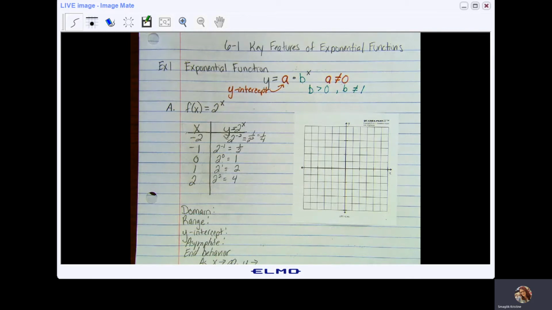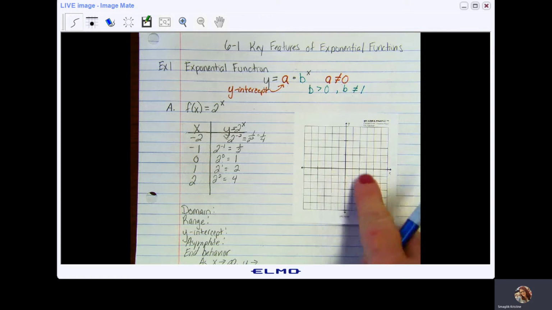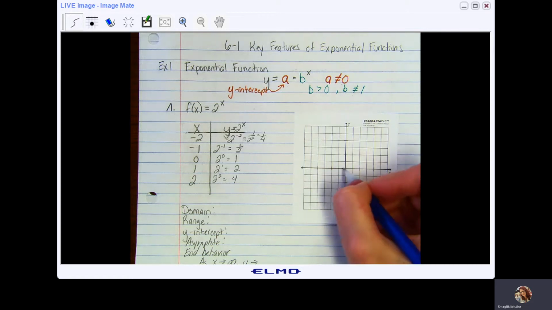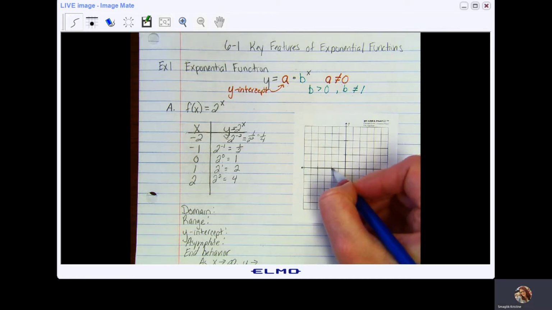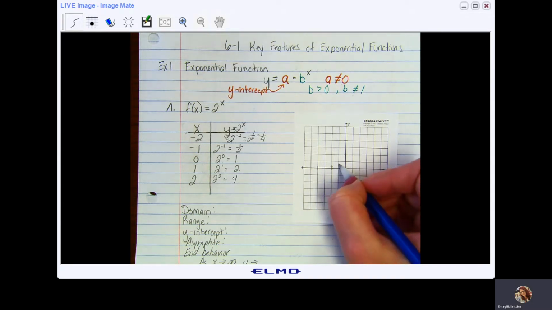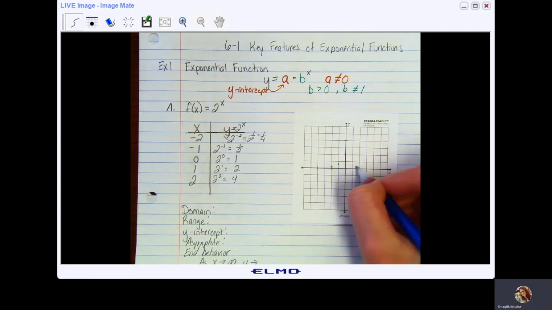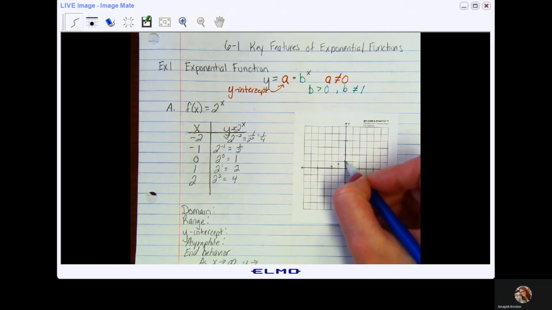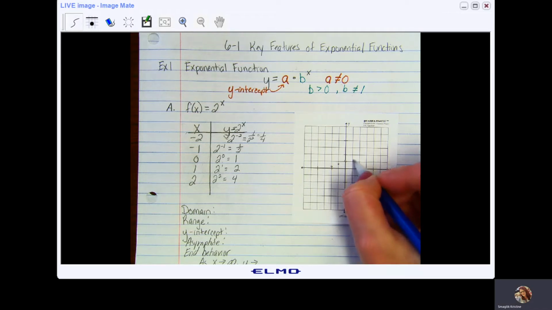So now let's go ahead and plot our points and see what we get. So at -2, I'll say these are scaled by 1. At -2, I'm at 1/4, so I'm just a little bit over a quarter of the way up. At -1, I'm at 1/2. At 0, I'm at 1. At 1, I'm at 2. And at 2, I'm at 4. 1, 2, 3, 4. Here we go.